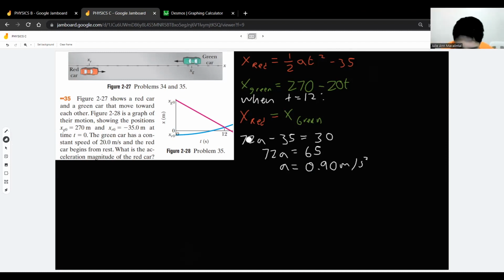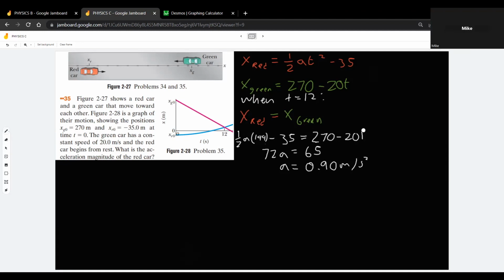Okay. Simplification. So, pakita mo yung, so 1/2. Okay. Oh no, 10 minutes. This needs to be finished. So, yung sa green, 270 minus 20 times 12. So thus, A is... Okay, so pag sinimplify yan, lalabas yung A. Sige.